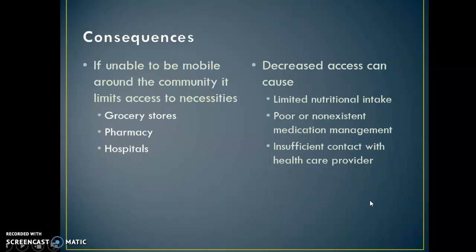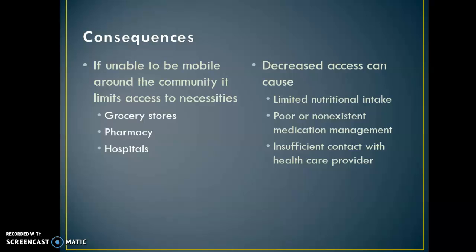Some consequences that could happen if a person does not have community mobility or cannot drive. They are unable to be mobile around the community, which limits their access to necessities like grocery stores, pharmacy, and hospitals. And those are a huge thing to any person, especially if older adults have medications, they need to get to the pharmacy to get those medications, along with hospitals.